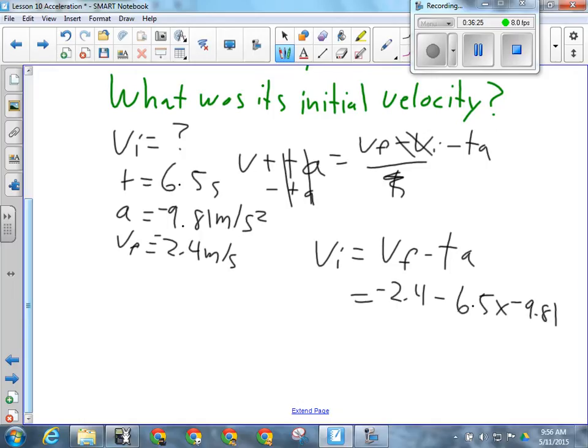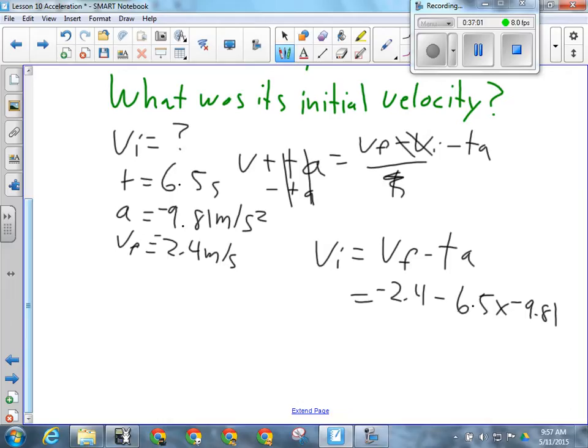Now, what's going to happen there? I'm going to get a negative number when I multiply 6.5 by negative 9.81. When I subtract a negative, I'm really doing what? Adding. So is this going to give me a positive number? It is, and that's good because I'm pretty sure the question said I threw it upwards. So if you were to do this question and got a negative number and the question specifically said you threw it upwards, you know you did something wrong mathematically somewhere along the way.